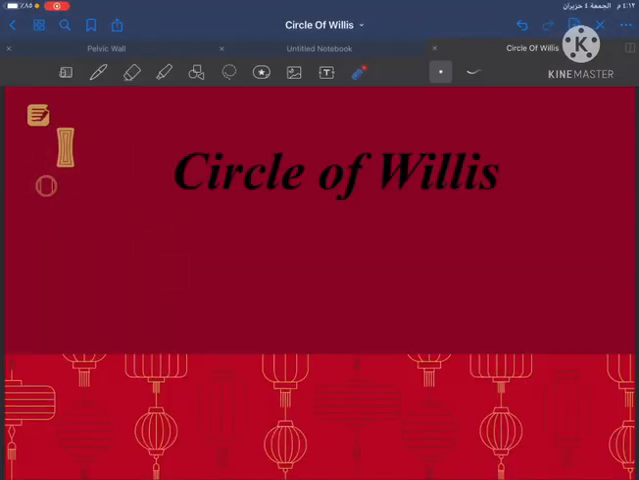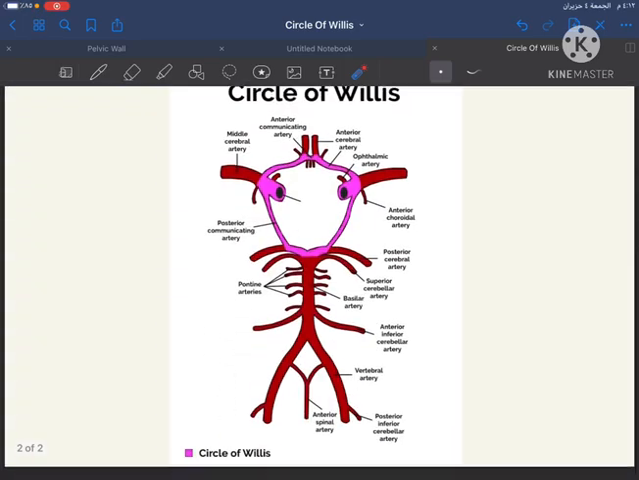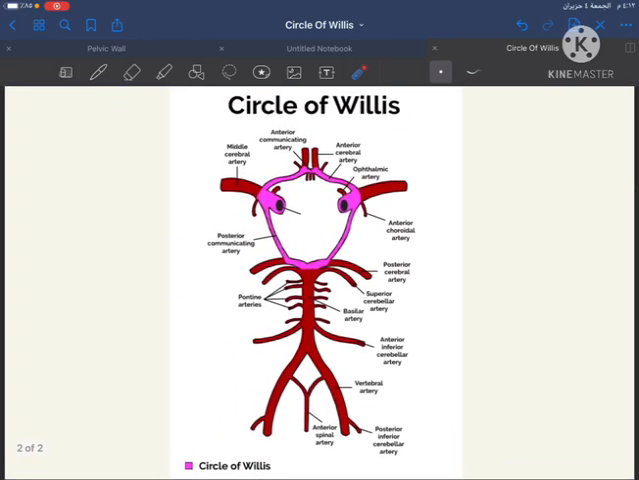Hello everyone, we will explain the circle of Willis. The circle of Willis is composed from anastomosis between the two internal carotid arteries and the two vertebral arteries.